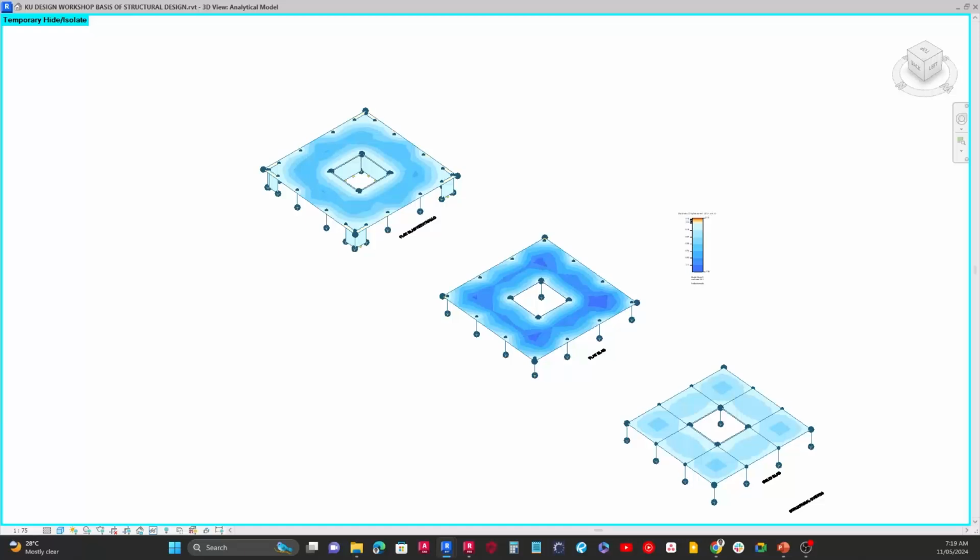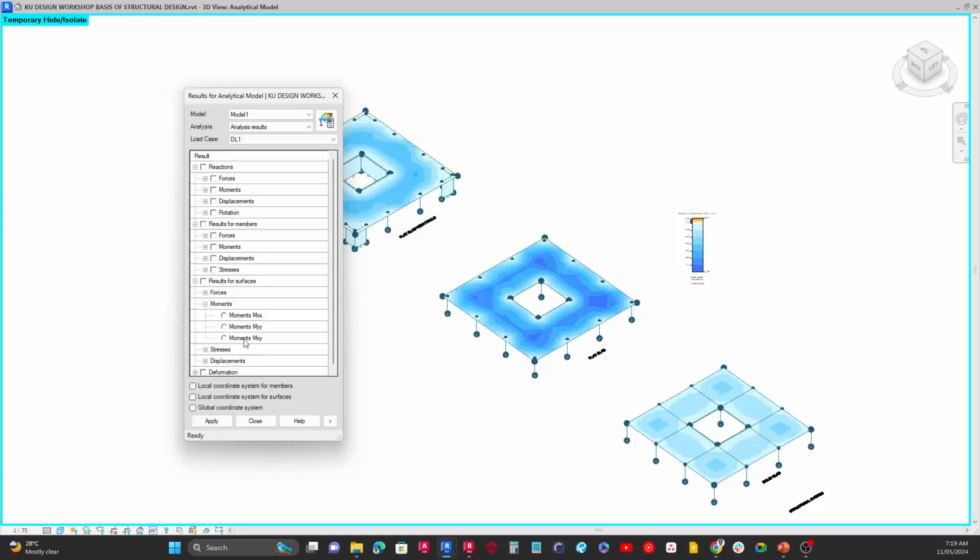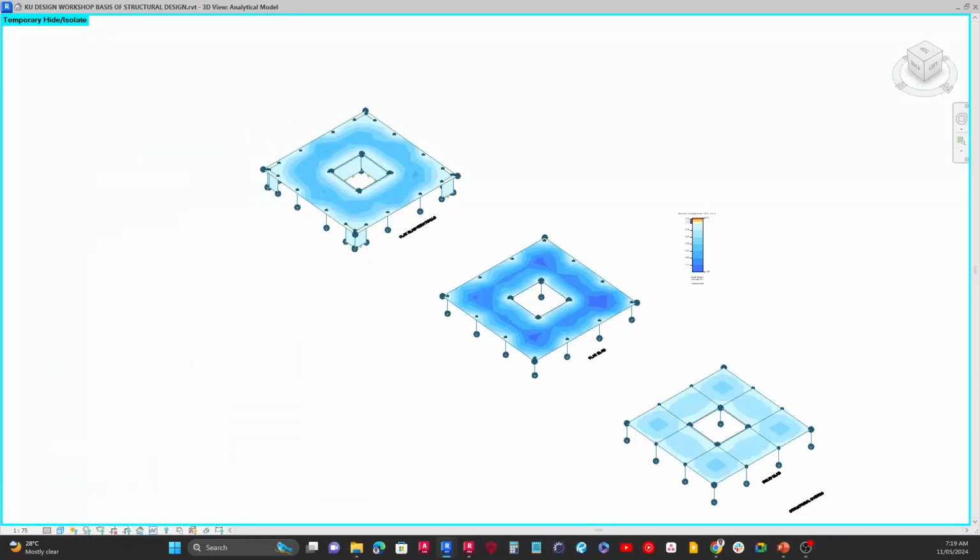Okay, so let's go over here. I'm going to switch this. By the way, if anybody's wondering what I'm talking about, I have this small window over here switching between the results, but I've decided to hide it not to complicate things for now. So let's go ahead and look at the moment in one direction.